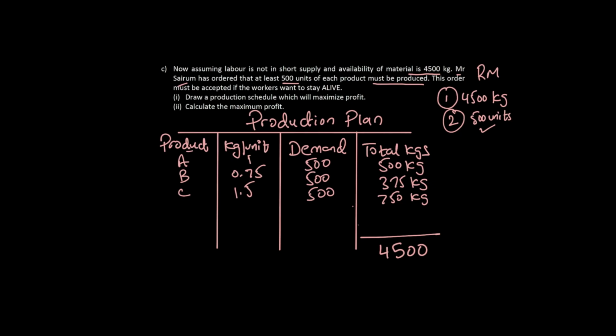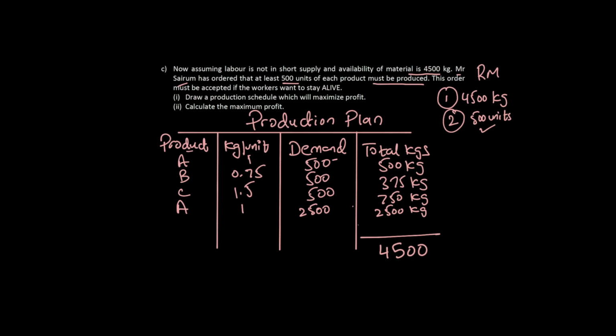So with raw material, our rank number 1 was product A. So I will first finish off product A. Again, product A requires 1 kg. The total demand for A was 3000 units. I've already made 500, so I'll make 2500 units more. That's 2500 kgs further allocated to product A.